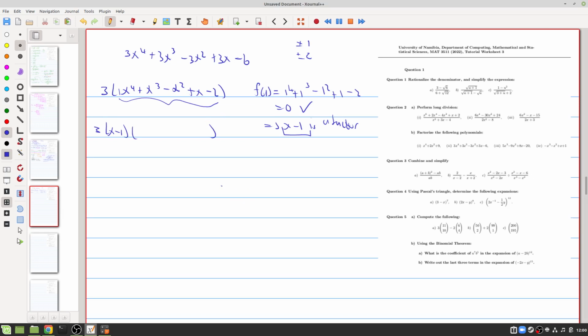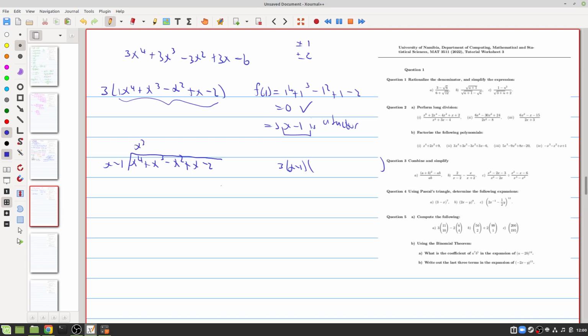So we have, actually let's write that over here. So we've got 3, x minus 1, and then something. Now that's something we'll find out now by doing long division. So we're going to have x to the power 4 plus x cubed minus x squared plus x minus 2 divided by this factor x minus 1. Okay, and we just do our long division.